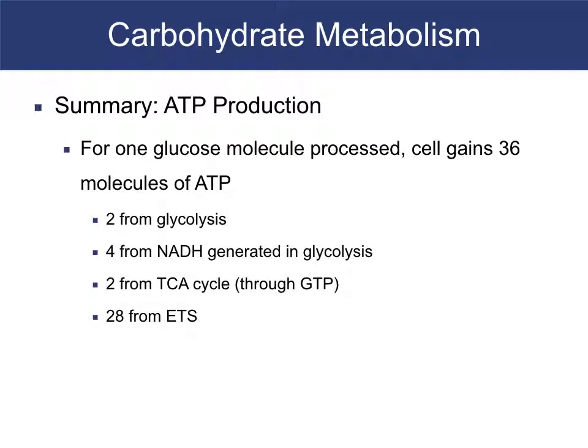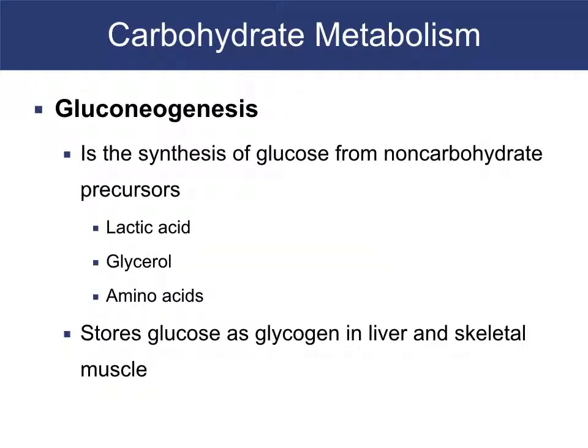So, what do I want you to know? I want you to know this. For every 1 molecule of glucose, your cell is going to gain about 36 molecules of ATP. Now, just so you know, some biology books say 32 and some say 34, but we're going to say 36, okay? So we're going to make about 36 molecules of ATP from every 1 molecule of glucose. 4 from NADH, 2 from glycolysis, 2 from the tricarboxylic acid cycle, and then 28 from the electron transport system as it goes on down. So what? Another thing you need to know about.